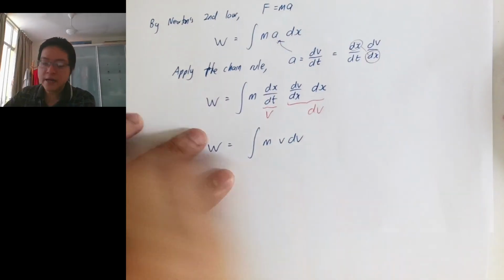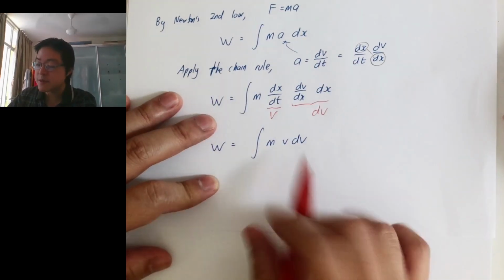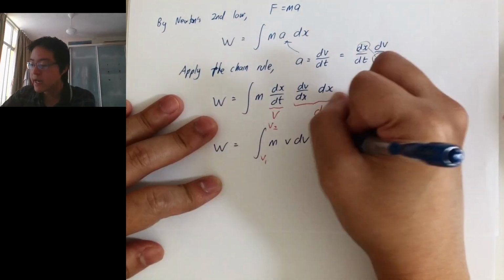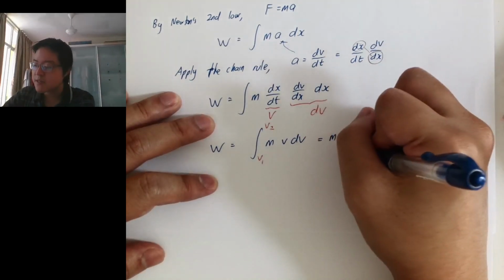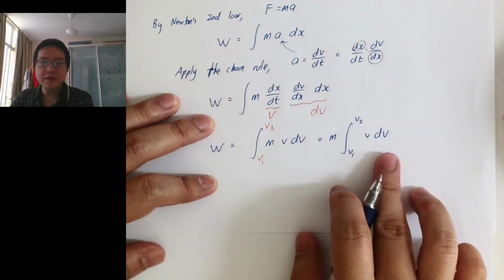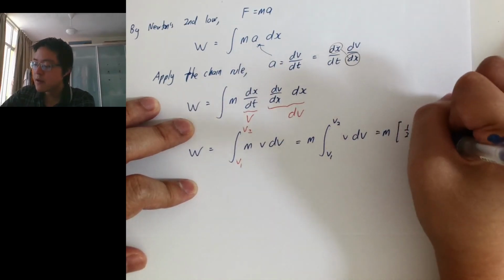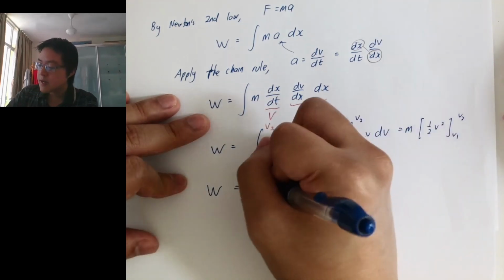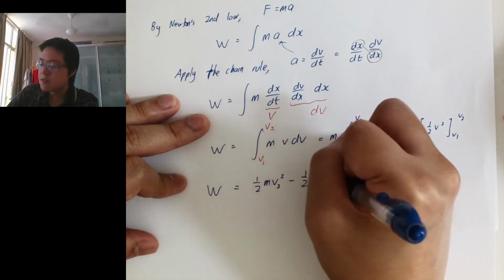Then I can put in my initial and final limits. The variable is v, so we talk about my initial velocity and my final velocity, and m is a constant, of course, assuming the object doesn't suddenly change mass during its motion. So all I need to do is integrate v with respect to dv. I get half v squared, with the initial and final limits here. So the work done is half m v final squared minus half m v initial squared.